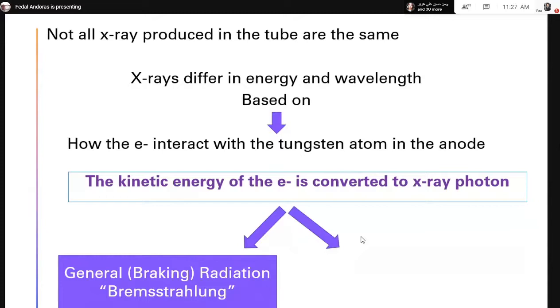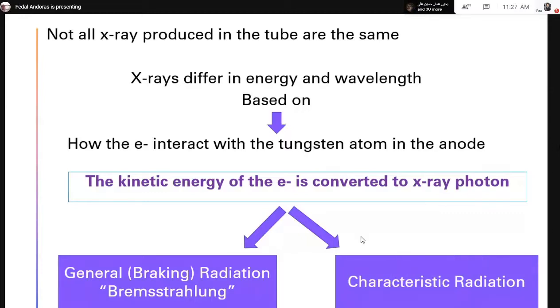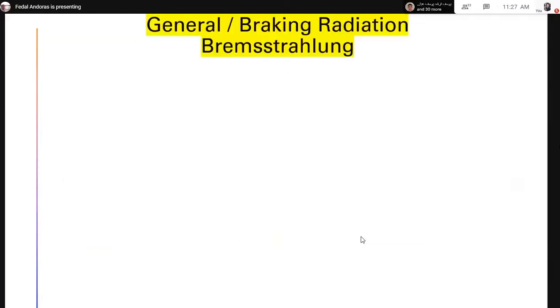Probably the German scientist, and they are always great scientists, discovered the phenomenon, so it is named after him. Or characteristic radiation. So the X-ray that will be produced on the anode will be either general, the synonym of which is breaking or Bremsstrahlung radiation, or characteristic radiation. Let's see what the difference is and how each one will happen.